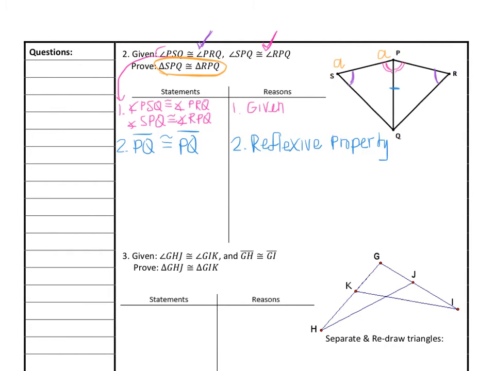Alright, so that's cool. Now we've got a set of sides that I can mark with an S, so it looks like we have another way to prove these triangles congruent. Step 3, the triangles are congruent, so triangle SPQ, again this is coming right from the prove statement, is congruent to triangle RPQ, and then this is my because.